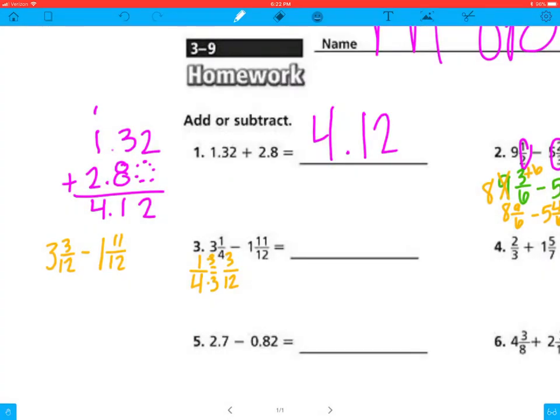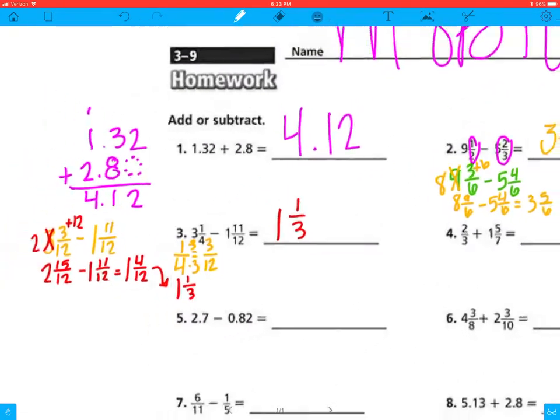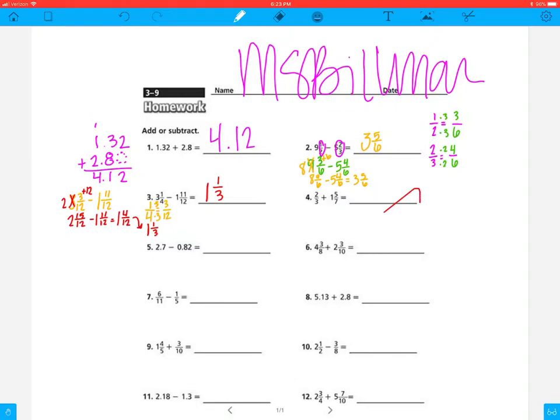So I'm going to borrow from the 3, make that a 2, and I'm going to add the 12 to my numerator. So 2 15/12 minus 1 11/12. That is equal to 1 4/12. And I could leave it that way, or I could simplify into 1 1/3. Either way, you know, this doesn't say simplify on here. It's good to check it, like get your answer of 1 4/12 or your answer that was an improper fraction.